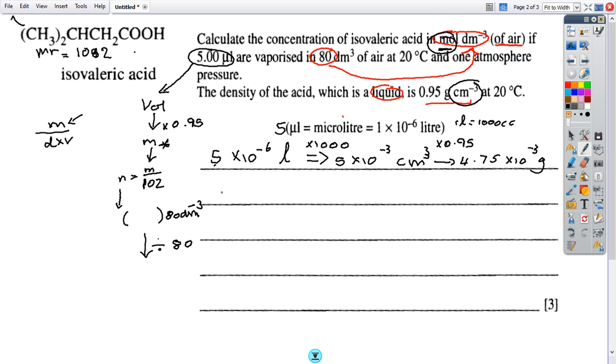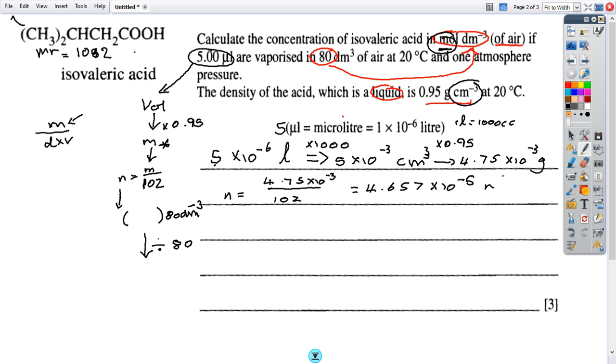Now we've got our grams, so therefore we can work out number of moles. N equals 4.75 times 10 to the minus 3 divided by the RFM, mass divided by RFM, equals moles, and that gives us a very small number of moles of 4.657 times 10 to the minus 5. Okay, and that's N, number of moles.